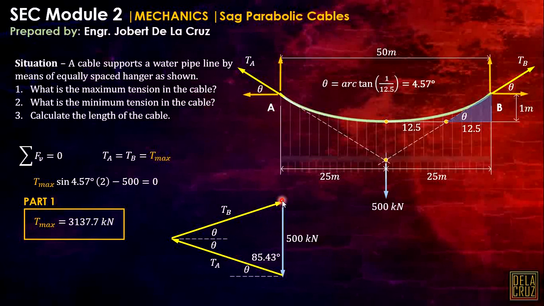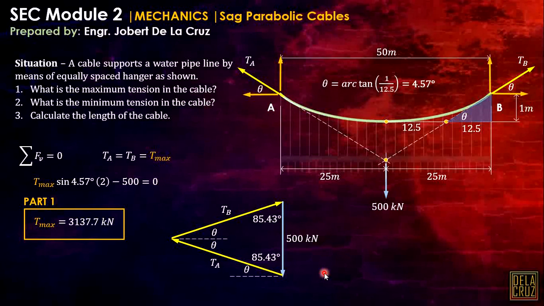I mean, this one should be equal silang dalawa, since the same angle of inclination man yung TA and TB natin. So you can directly calculate that. Okay, you can solve na this angle na. Okay, I will not go further dito, masyado siyang basic.